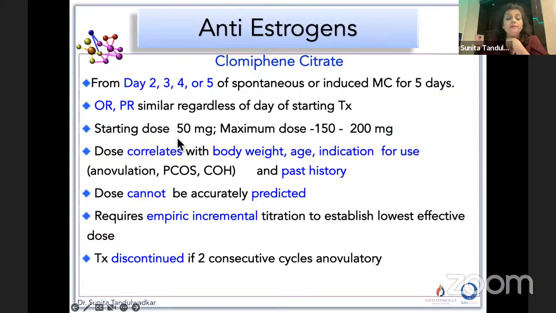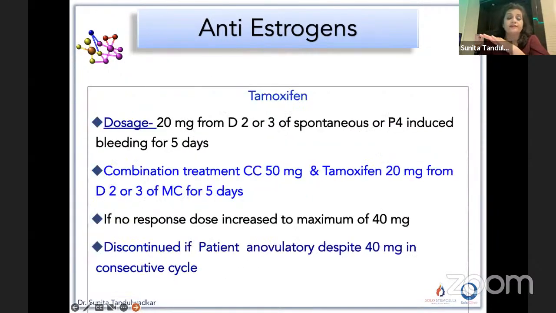But suppose the patient is a little bit obese, her BMI is higher, there's no harm in starting with 100 milligram. So the dose should be correlated with the body weight, the age of the patient, her AMH, also her AFI and everything. It's very difficult to predict the precise dose of this oral ovulation inducer, and you can do the empirical increment. Believe me, if in 2 consecutive cycles, in spite of a 150 dose, you got it anovulatory, you need to discontinue clomiphene as a treatment cycle.